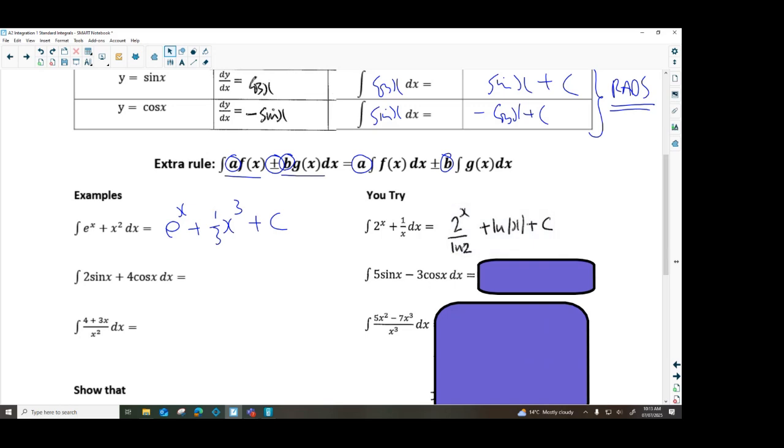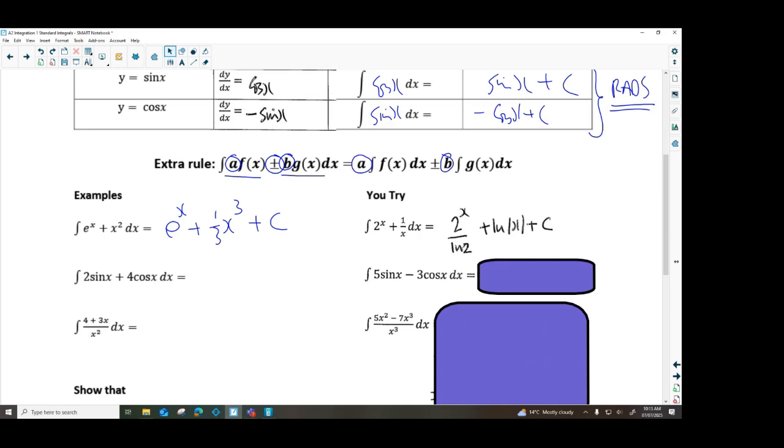Here you are. 2 to the x integrates to give 2 to the x over ln 2. 1 over x cannot be integrated by writing it as x to the minus 1 because you can't divide by 0. 1 over x integrates to give ln mod x plus c.